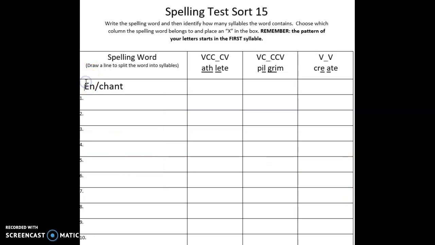Enchant. And now I'm going to look at what I see. I have vowel, consonant, then the split. Consonant, consonant, vowel. So that helps me understand that I spelled my word correctly. But if I split this correctly with syllables, enchant, it appears that I have a vowel and then a consonant before my split, which means that falls under this category. This would fall under my vowel consonant with a split, consonant, consonant, vowel.